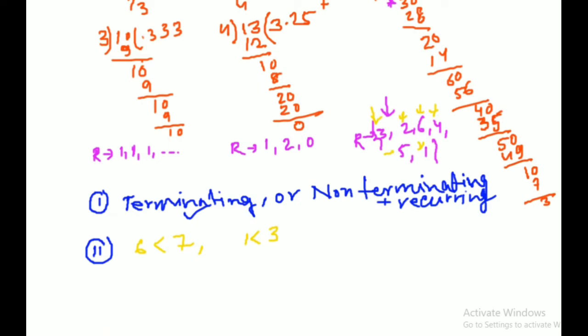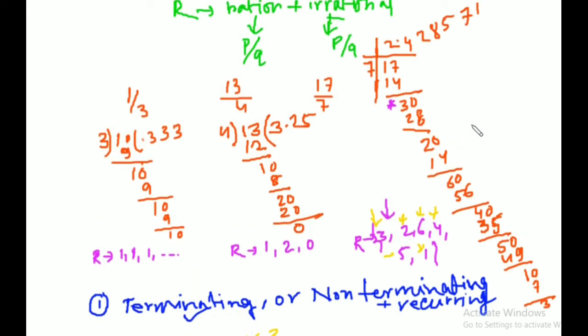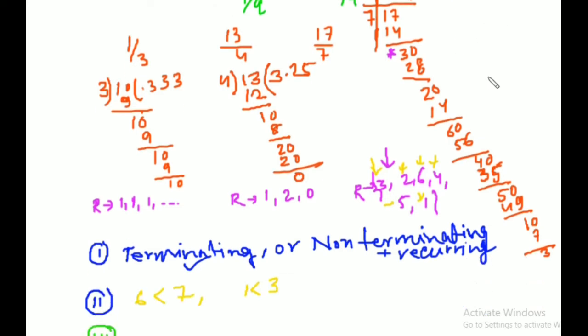Now let us go to the third observation. Let us change the color also. In the third observation, what we see is that a remainder, or a string of remainders, starts to repeat after certain steps. Similarly, we can see that a block of digits in the quotient also starts to repeat. In this case, this block, 428571, will repeat again and again. Okay.